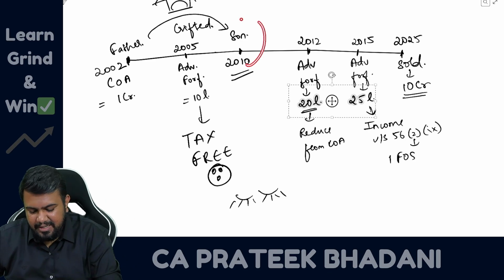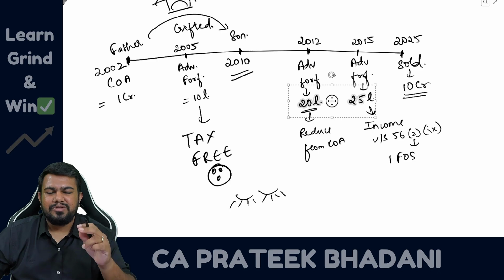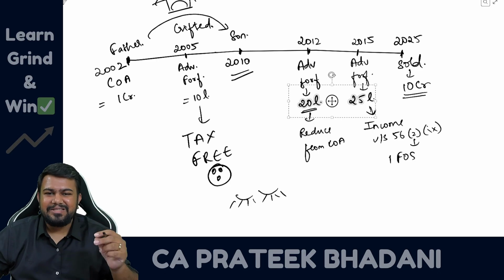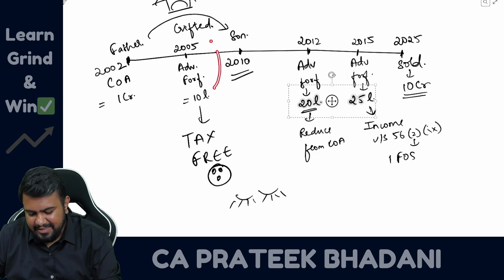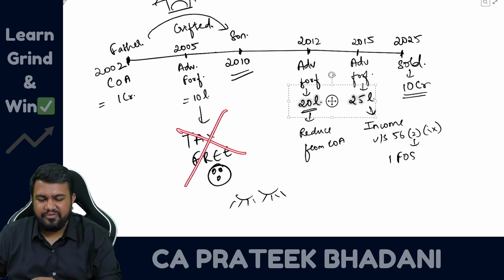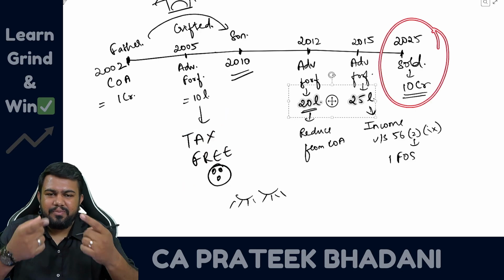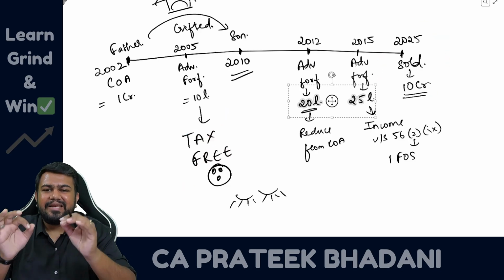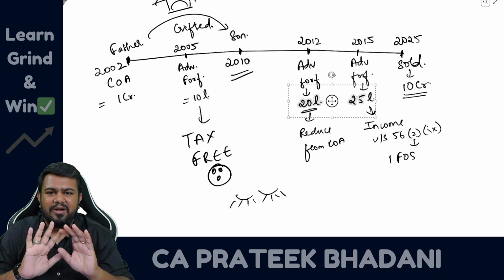But for the son, only if he has received some advance money forfeited, he should reduce. But if it was received by the father, he need not reduce. So hence, in this case, in 2005, whatever 10 lakhs was received by the father, it went tax free. Because when you are selling the property, only if you have received any advance money forfeited, you have to reduce. But if the previous owner has received it, you need not reduce it.